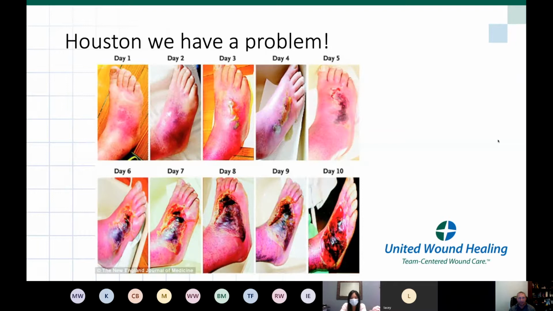So Houston, we have a problem. Day 1, we see somebody's skin and it's got some redness on it and it looks like cellulitis. Day 2, it's looking really bad. Day 3, it's got blisters. Day 4, it's getting necrotic tissue. And by the time we get to day 10, that's a very short period of time, this person is at risk for not only losing their leg, but of losing their life, probably from sepsis as well. So things have a progression.